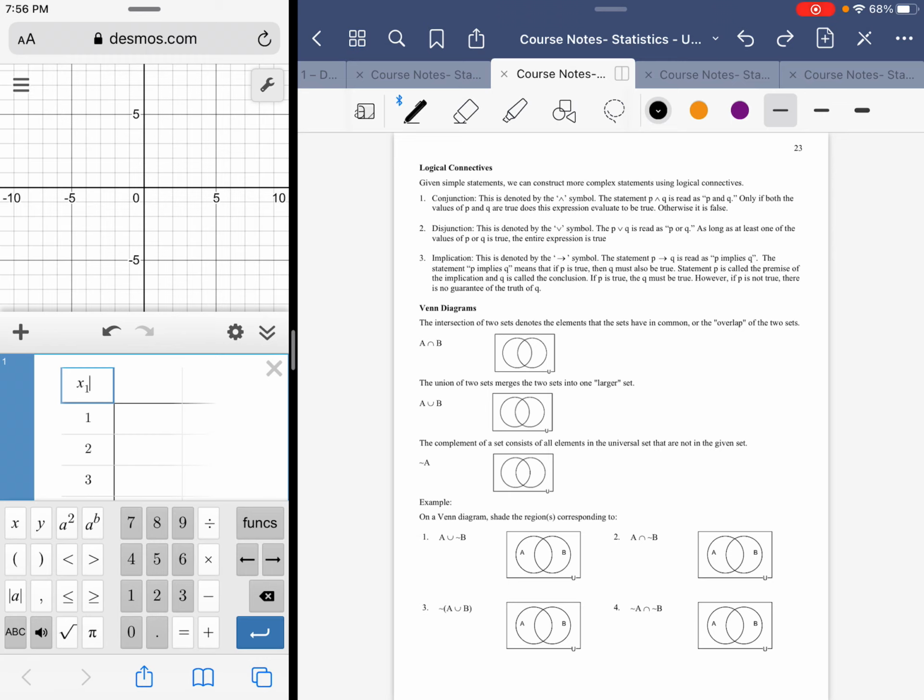So on page 23 of the packet, still in Unit 2, we're going to talk about logical connectives. This is a precursor to more explorations involving probability, specifically conjunctions, disjunctions, and implications. And so on this page, we're really going to focus only on conjunctions and disjunctions, but when we get to conditional probability, we'll talk about implications. All right, so like I said, we're going to focus mainly on these two.